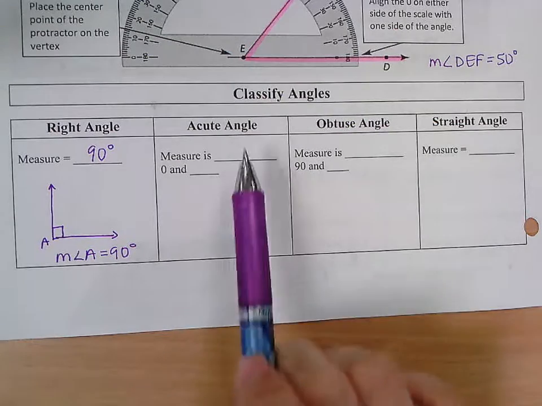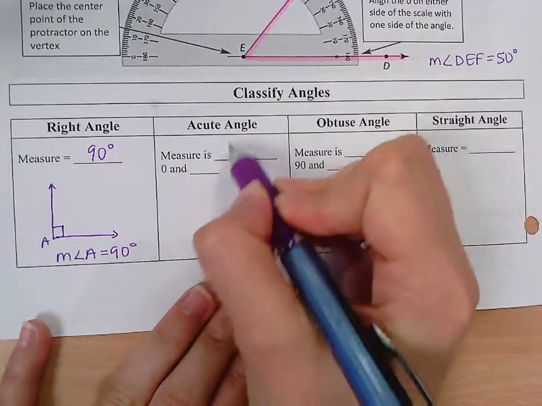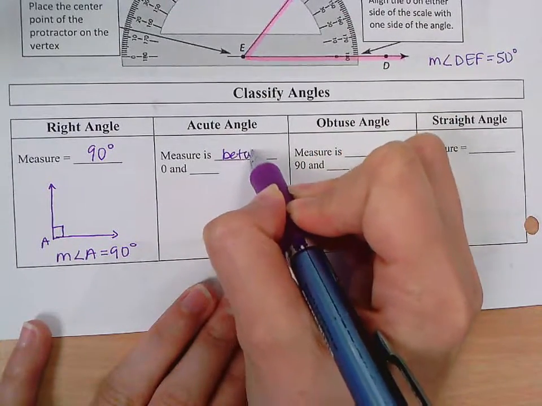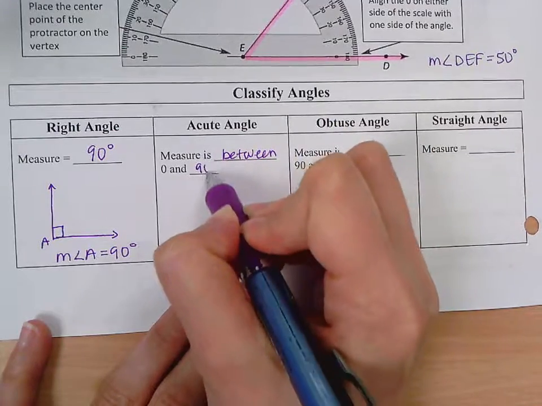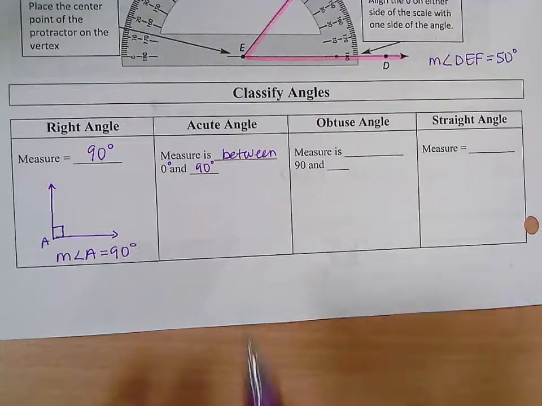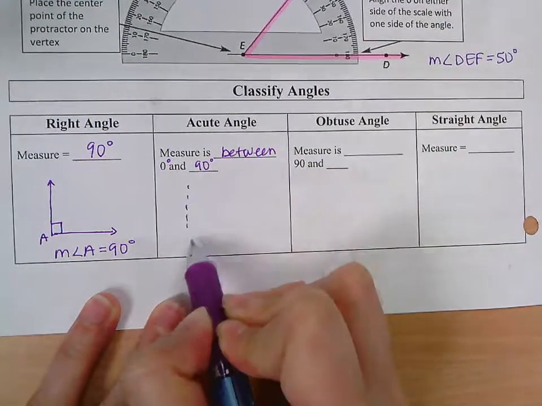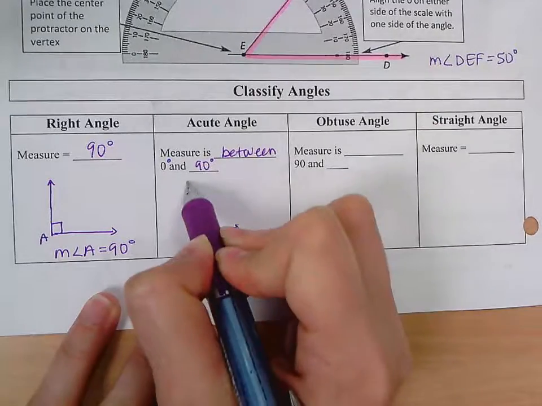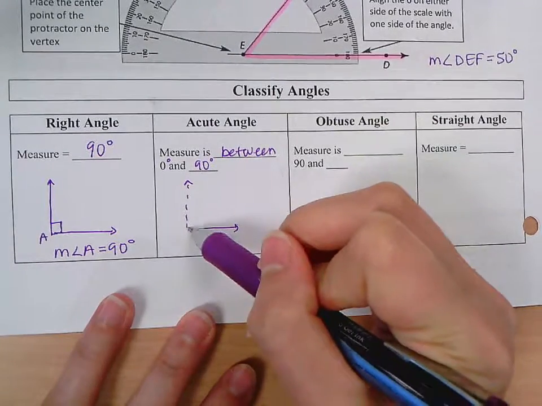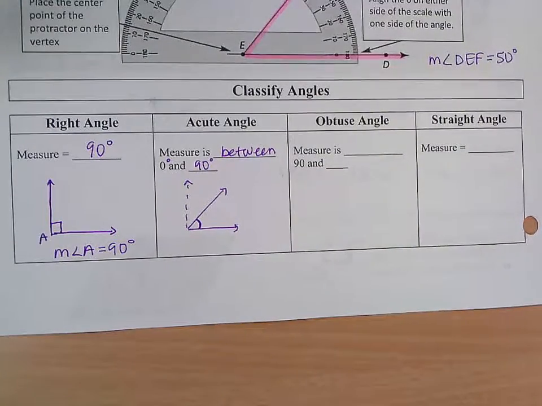What do you know about acute angles? They're less than 90. So acute angle measure is between 0 and 90. And you could add degree symbols on those numbers too. So here I'll try to draw where the 90 degree angle would be and then show an acute angle would be less than that.